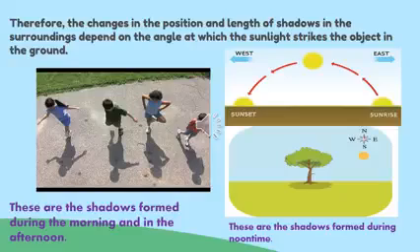Therefore, the changes in the position and length of shadows in the surroundings depend on the angle at which the sunlight strikes the object on the ground. On my left, in the picture on the left, these are the shadows formed during the morning and in the afternoon. As you can see in the picture on my right side, these are the shadows formed during noontime.